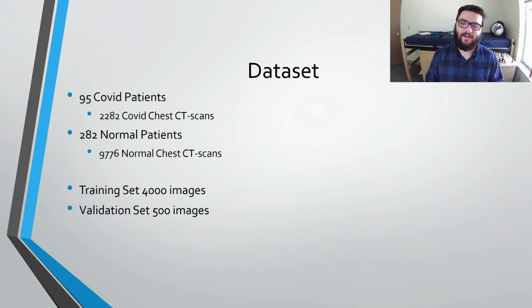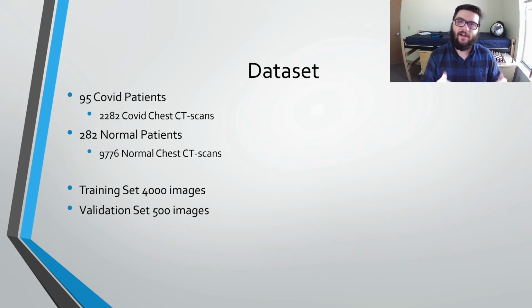The first being the training set. Now this is used for the overall model to train its weights. And whenever an error occurs in the training set, that error is then backpropagated through the neural network. And this consisted of 4,000 images that had a 50-50 split between being normal and being COVID.